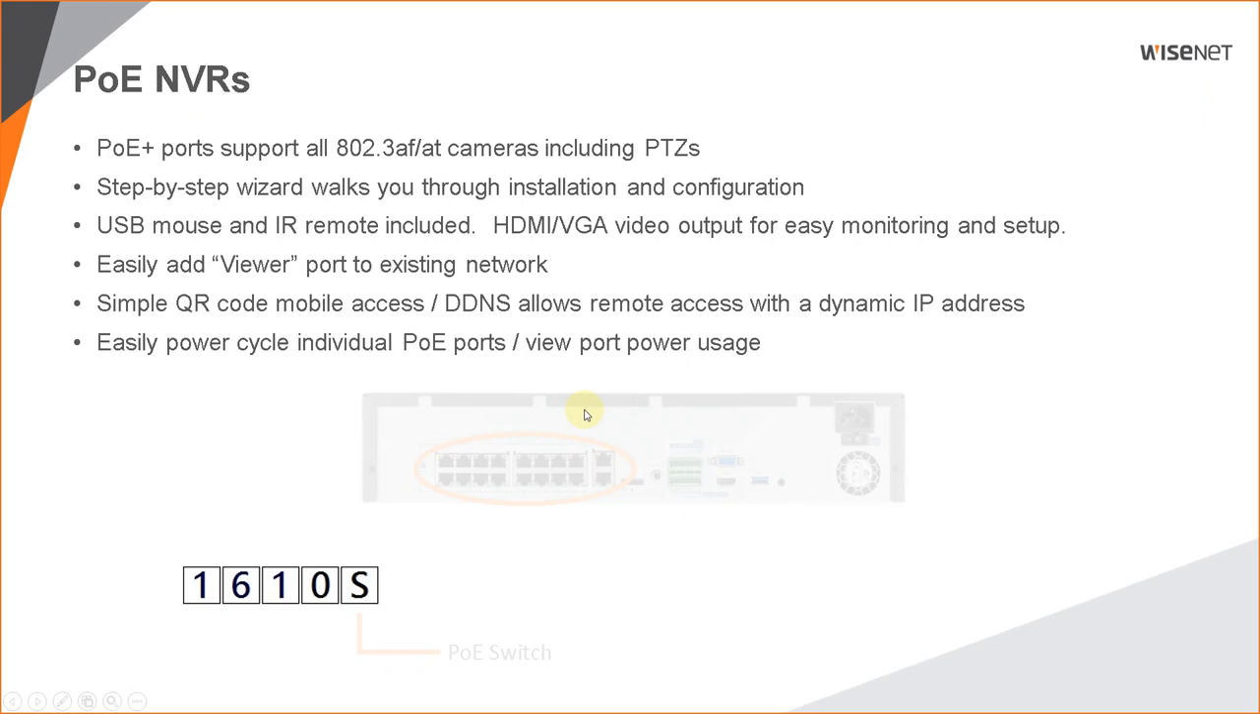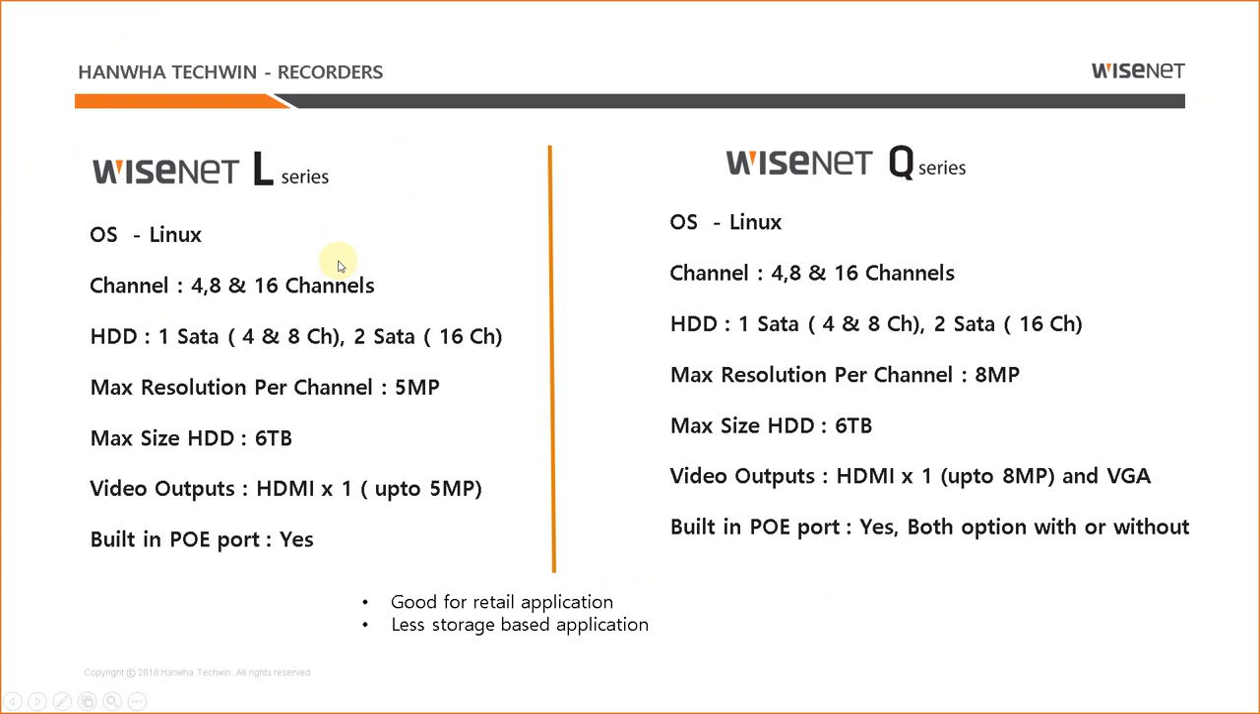L is intended to be a very cost-effective NVR. Some hardware features are removed. It has only one HDMI output. It does not support more than 2 hard disks, which is okay for 16 channel. Q series is also the same, but it has 2 outputs, one HDMI, one VGA. Okay, again, this output you don't bother.